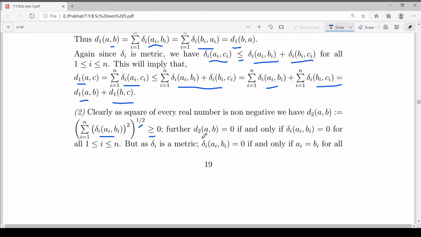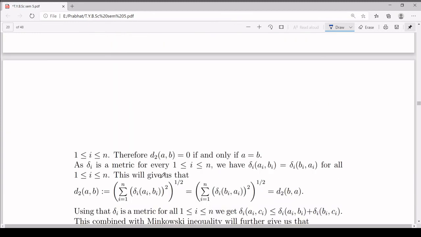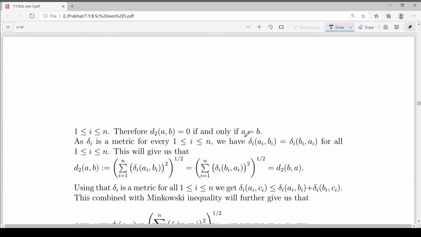Further, when will it be 0? D2 of AB is equal to 0 if and only if all the terms in this summation are 0, because if an addition of non-negative terms is 0, each term in the summation has to be 0. Again we will make use of the fact that delta I is a metric. So delta I AI BI is 0 if and only if AI is equal to BI, and this you will have for all I. So D2 of AB is 0 if and only if A is equal to B. So that will prove the first condition.